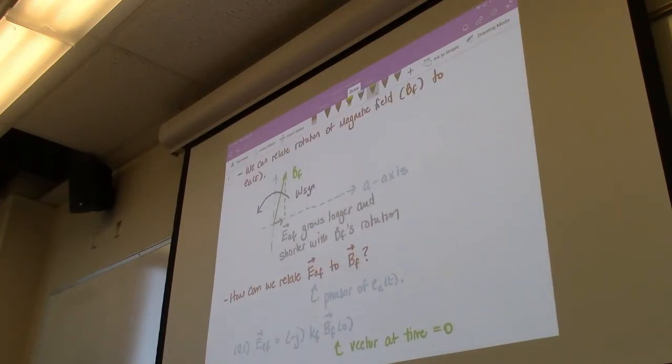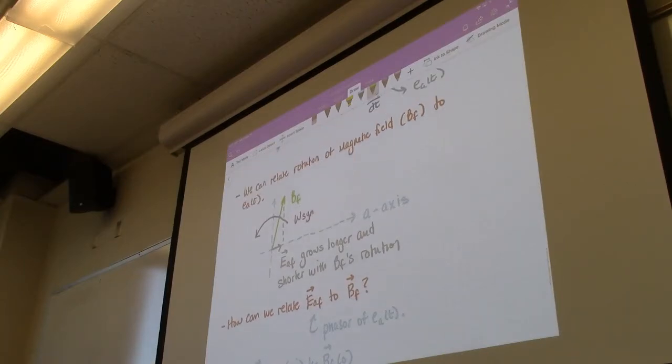Okay, and so the vector at time equals 0 will be essentially, and I'll include it in here, that's the position, BF of 0. It'll be standing straight up. And a lot of these values are defined by the textbook for our purposes.